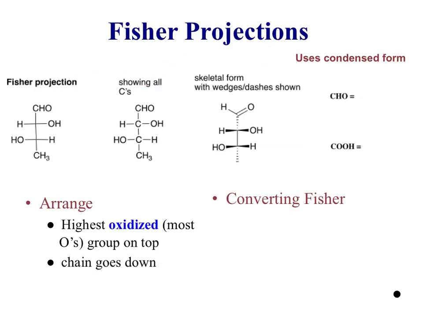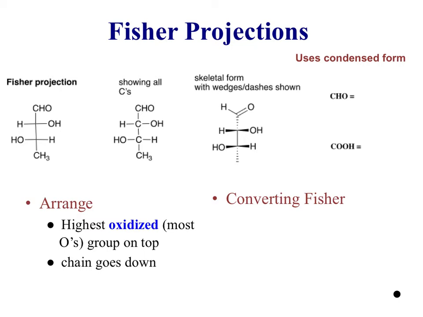So just as a reminder, Fischer projections are a way to draw things that have lots of chiral centers, generally speaking. If you look at this thing on the left, this is the Fischer projection. Some people also call it the fishbone structure because it kind of looks like a fishbone, especially when we get more things going up and down. But they're always going to be sort of on their end like this. They're long and tall, not flat.